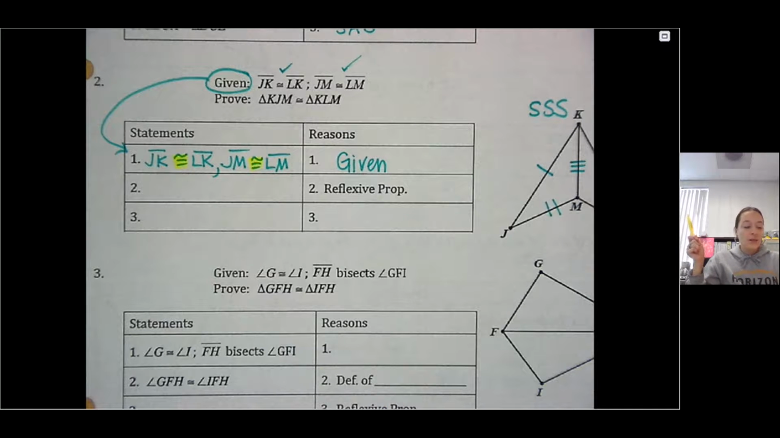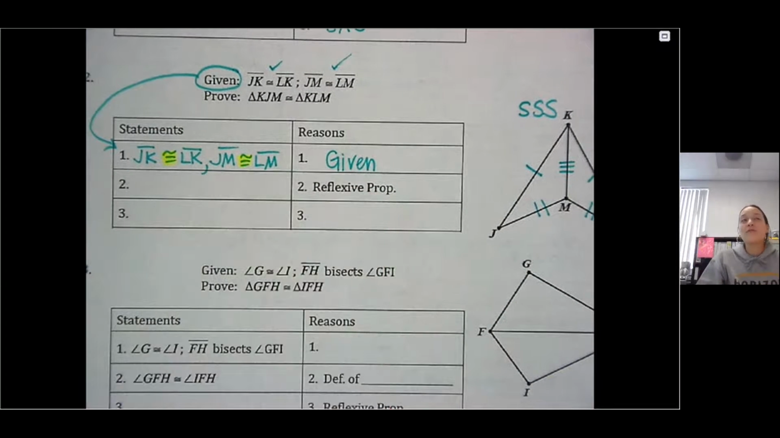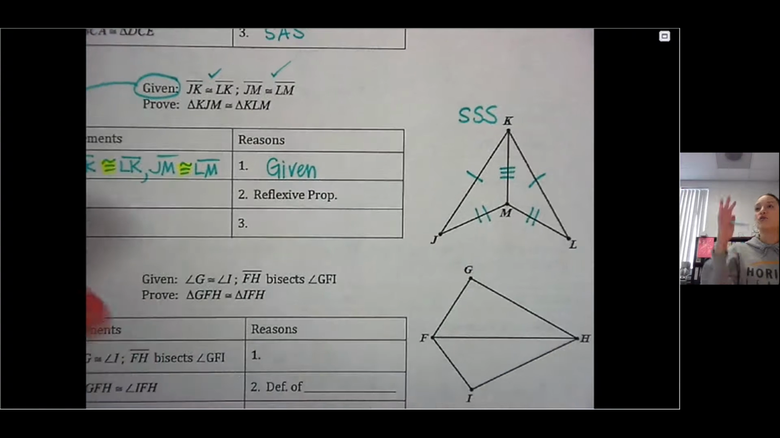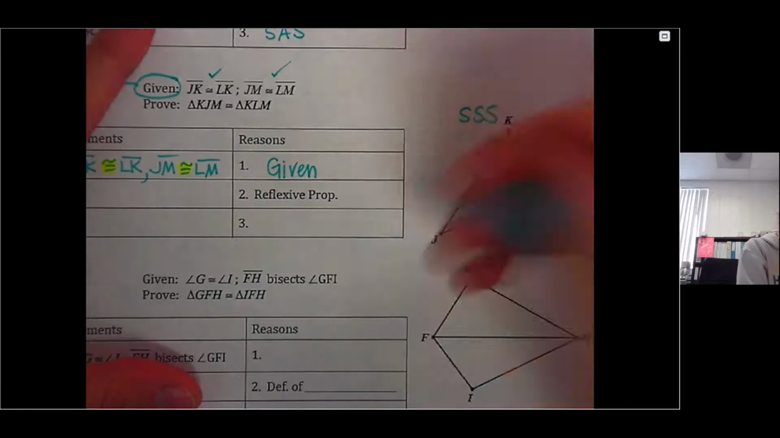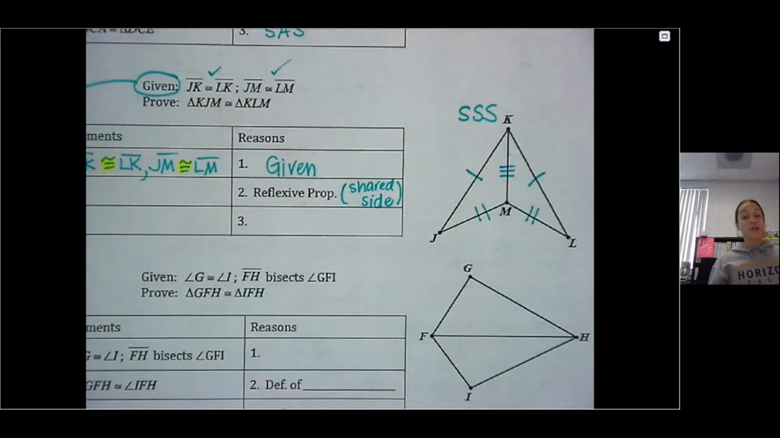Now, this property over here I have not actually told you before, but it's called the reflexive property. What does that sound like to you? Reflexive. Like a reflection. Symmetry. Symmetry, exactly. So if you had to make a guess, which side in this picture is the reflexive property? Yeah, it's the side in the middle. So reflexive property is just a fancy way of saying your shared side, whichever one's shared. But the math term for it is reflexive property.